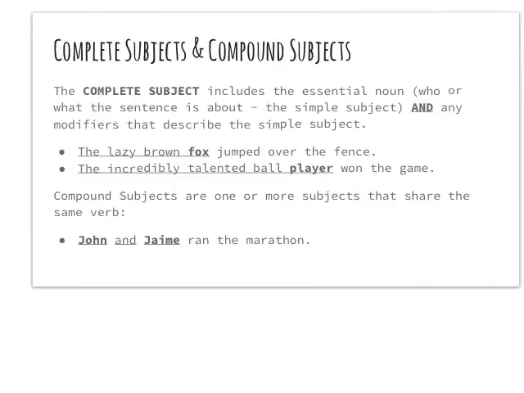Who or what is the sentence about? It's about the fox. That's our simple subject. The sentence cannot live without that noun, but we also have some words describing the fox. It's a brown fox, it's a lazy fox, and it's the fox. All of those modify that noun, and together they make up the complete subject.